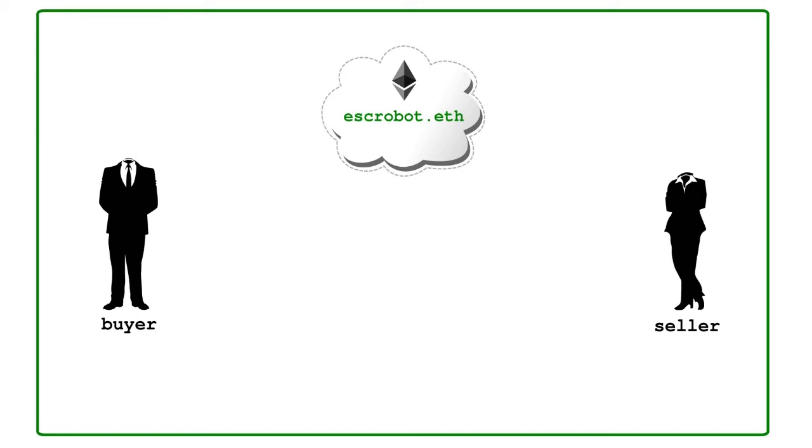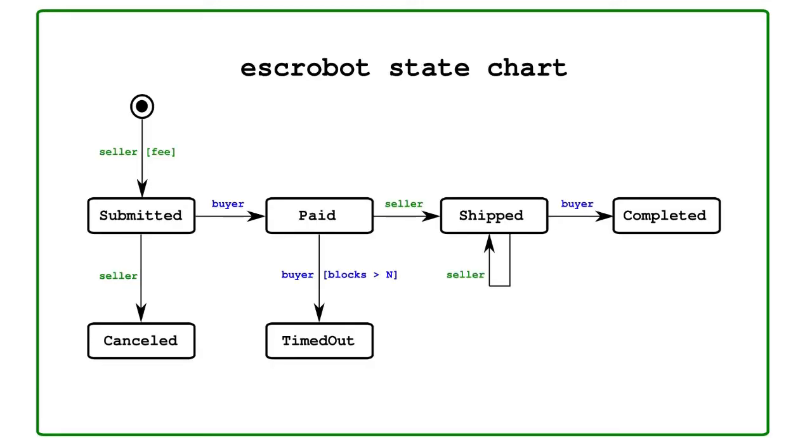Viewers may recognize that Escrobot is simply a state machine that's also able to process payments according to some simple rules. Here's a view of Escrobot's DNA, called a state chart. The chart shows the 6 possible states that an order can be in at any point in time. Transitions are marked by arrows, and labels indicate who, and only who, is allowed to move the state.